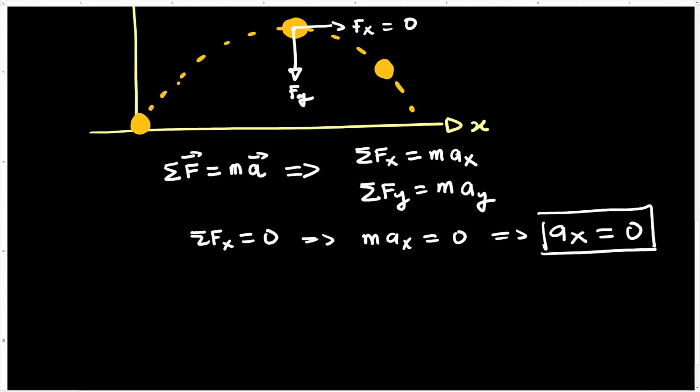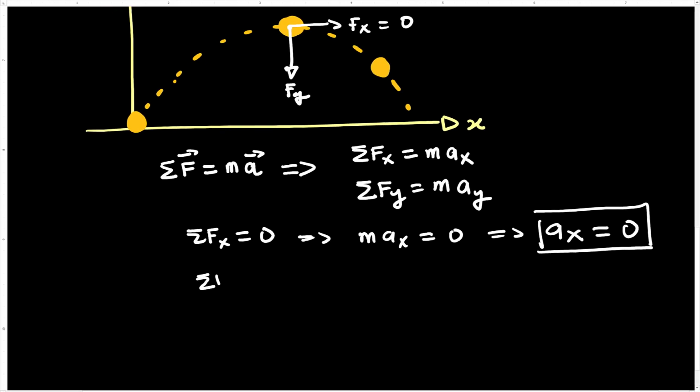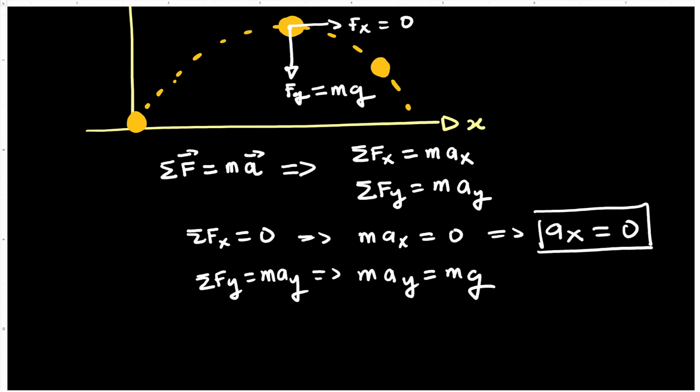Great. Similarly, the sum of forces in the y direction is equal to may, which means that may is equal to mg. Why? Because the force of gravity is just the mass of the object times the acceleration due to gravity. The masses can cancel, and this would mean that ay is equal to g. In other words, the magnitude of the acceleration in the y direction is equal to the acceleration due to gravity.